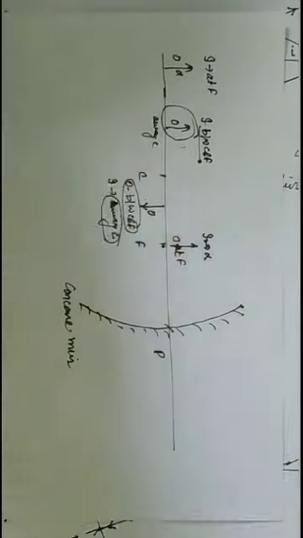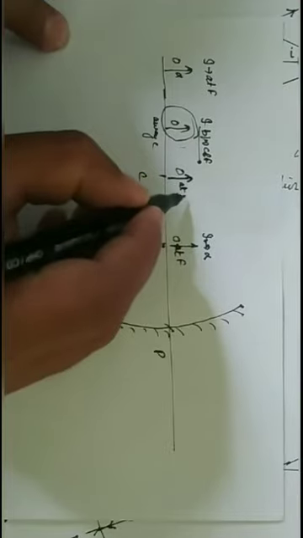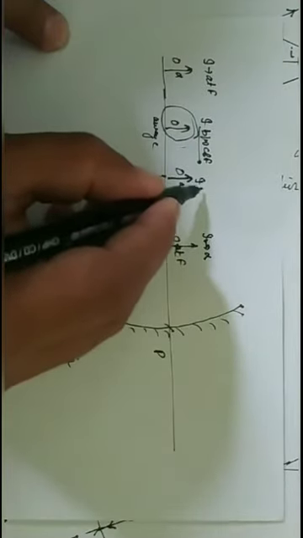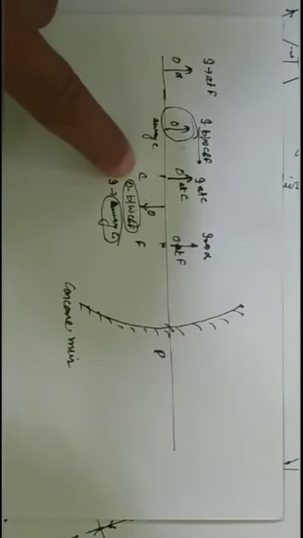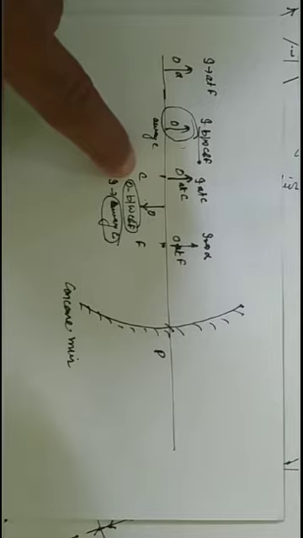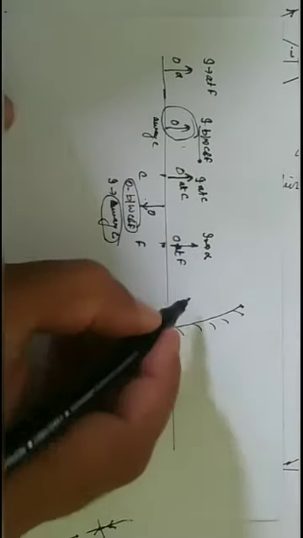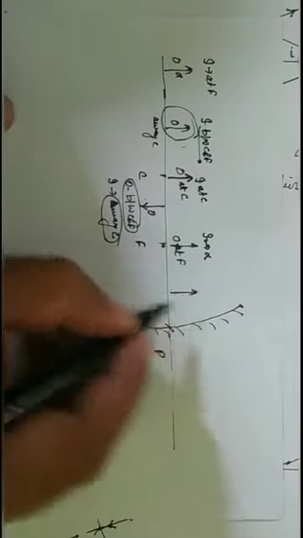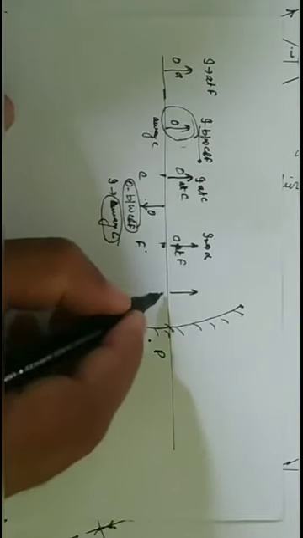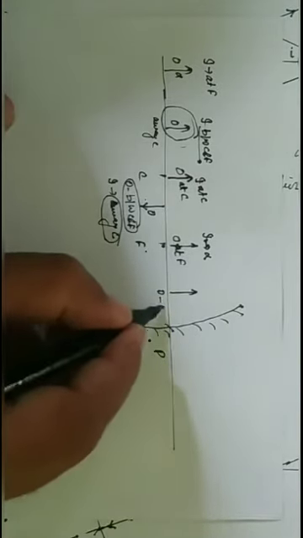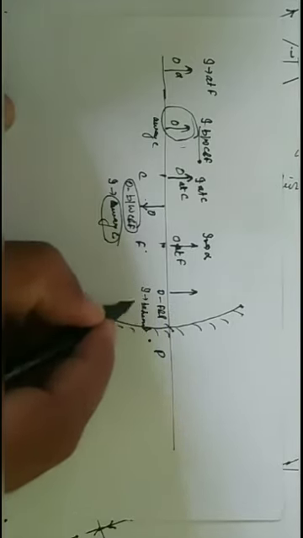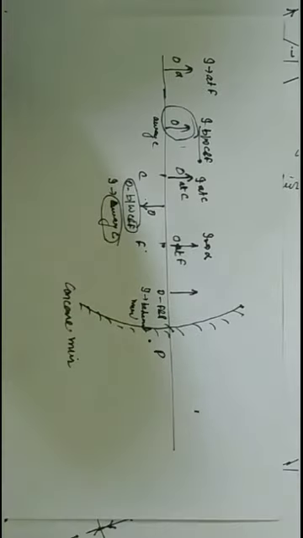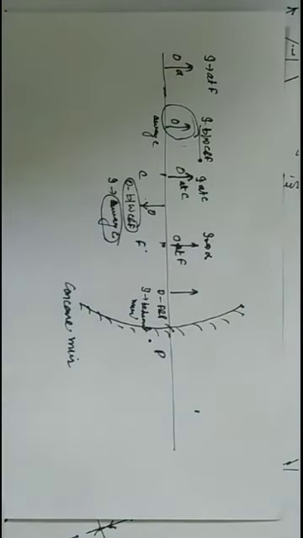And the next case is when your object is at C. When your object is at C, your image will also be at C. And the last case is when your object is between focus and pole. Here, your image is formed behind the mirror, means this side.